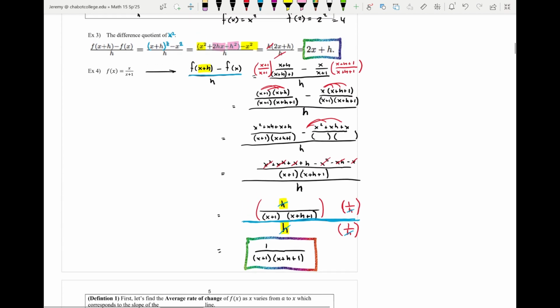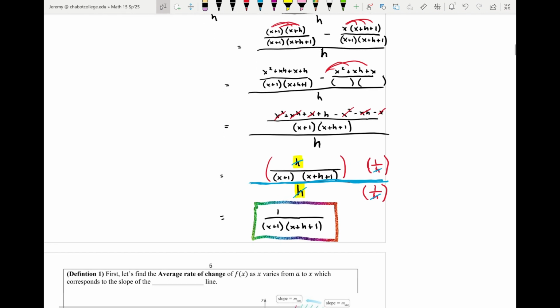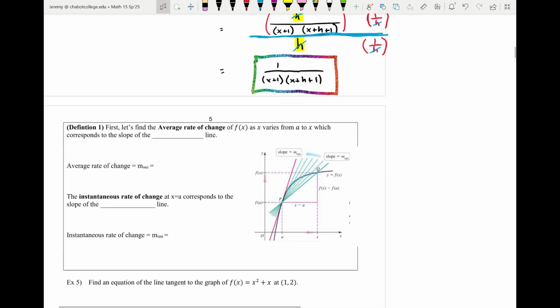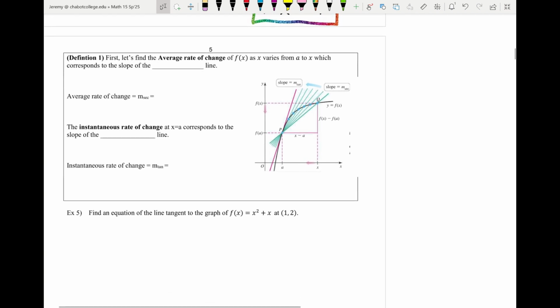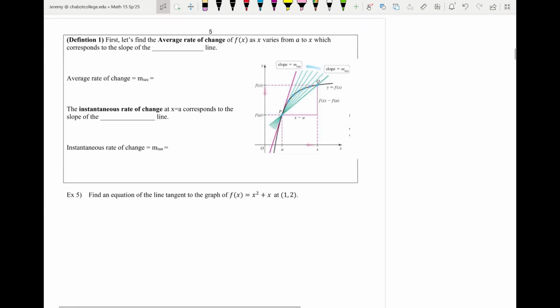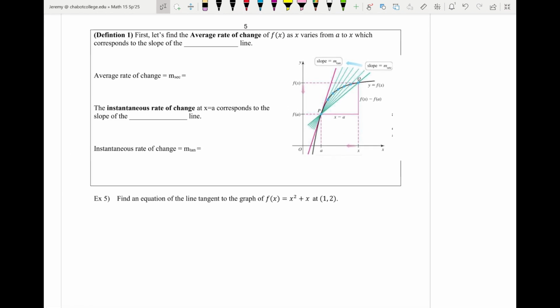You might be wondering why we're doing this and why we care about this difference quotient. It's not just meaningless, superfluous math labor for you. It turns out that we're actually going to need this to define the derivative. So here we are. Let's talk about the derivative. We're going to frame this as an instantaneous rate of change, kind of like we were talking about in the earlier example.